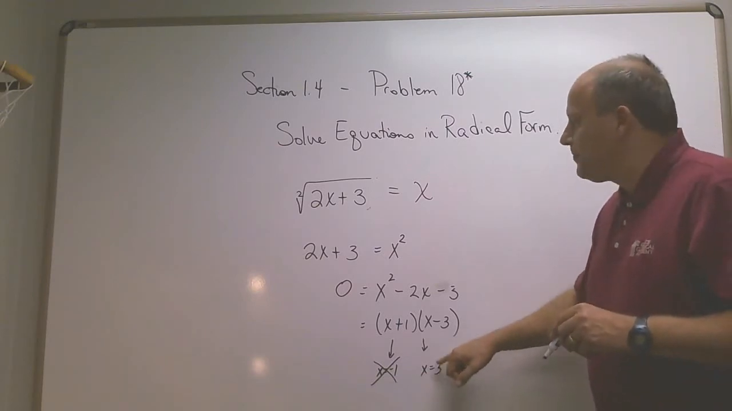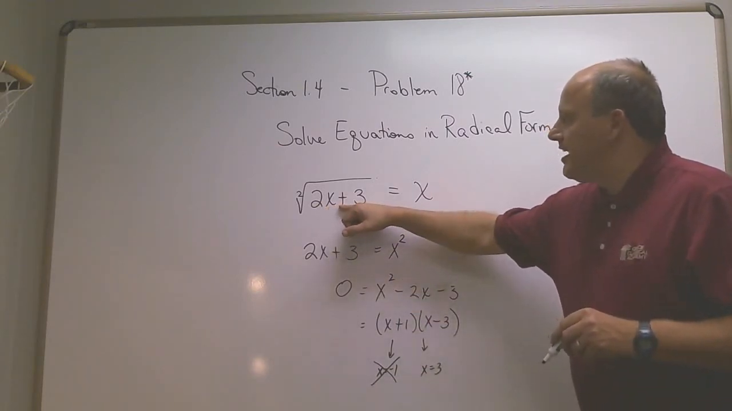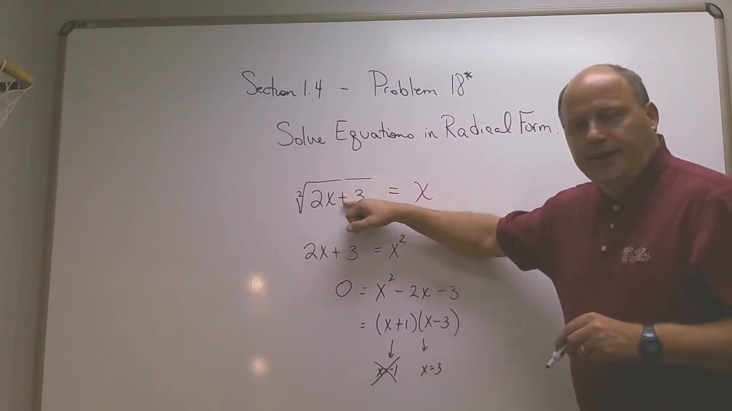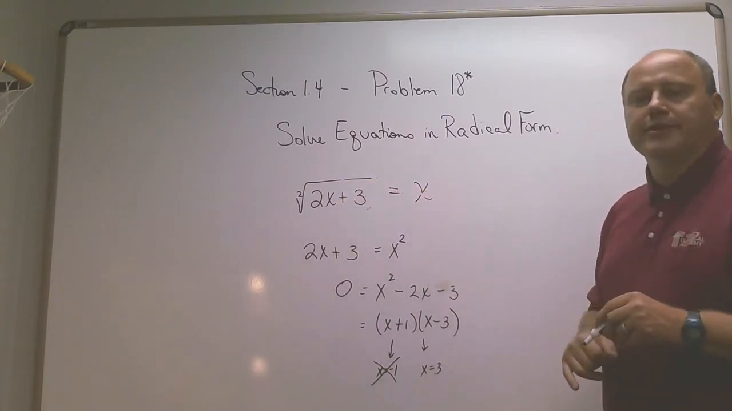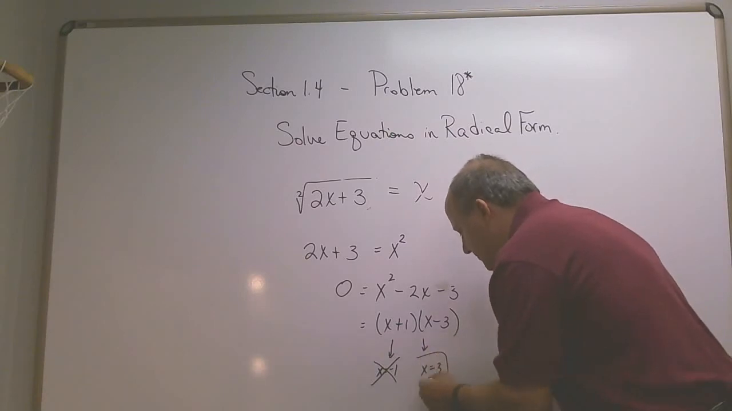So we'll try the 3. 2 times 3 is 6, plus 3 is 9. The square root of 9 is 3, and that does equal x in this case, which is 3. So 3 is the solution.